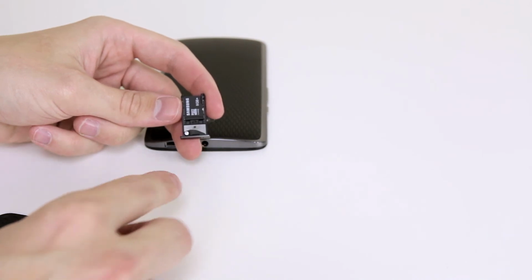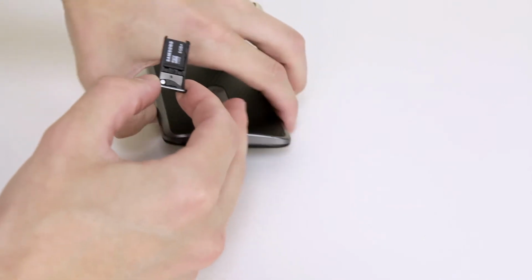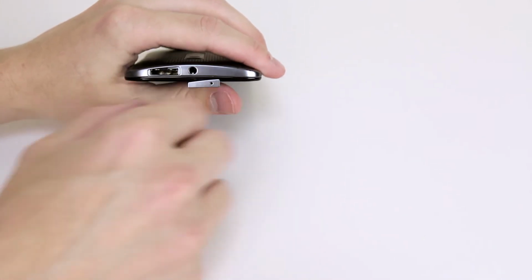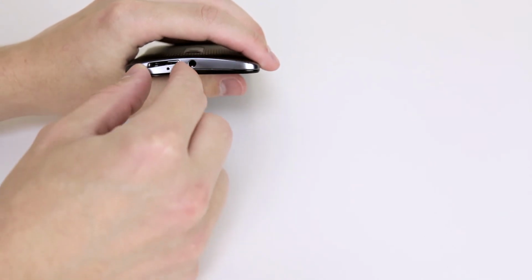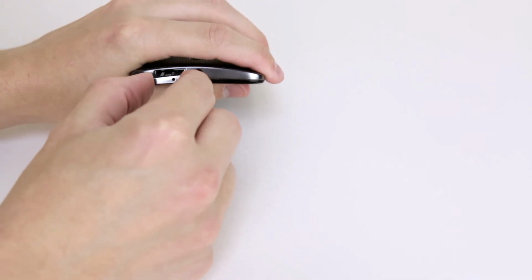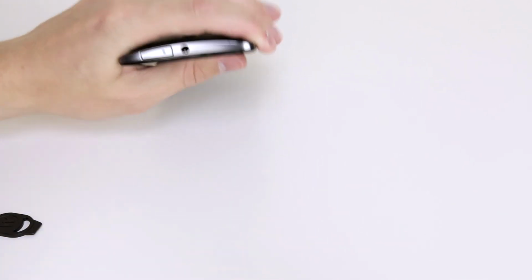and now all we have to do is return the SIM tray back into the device. When putting the SIM tray back in the device, just make sure that the shape here matches up with the shape of the SIM tray. Put it in and simply press down and it will pop back into place.